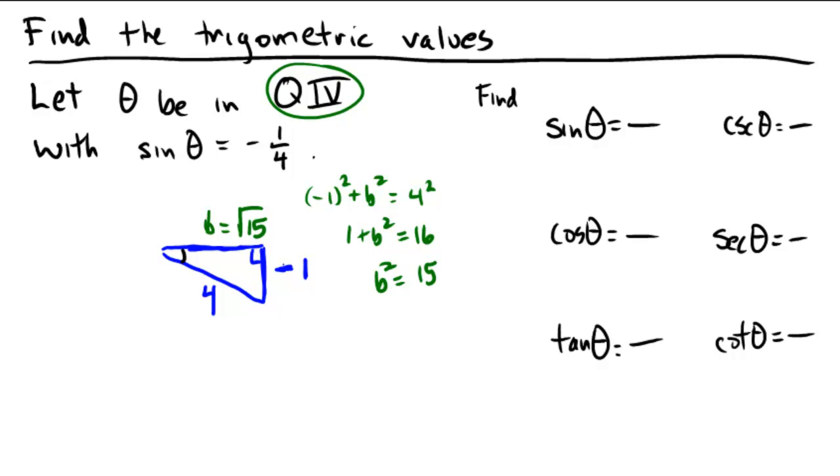Okay, but now we can fill in all of the trig values of that particular angle. So sine is opposite over hypotenuse, so that's going to be -1/4, which is already known. Cosine is adjacent over hypotenuse, so that's going to be radical 15/4. And the tangent is going to be the opposite over the adjacent, so that's going to be -1 over radical 15, barring some kind of simplifications you wish to do.